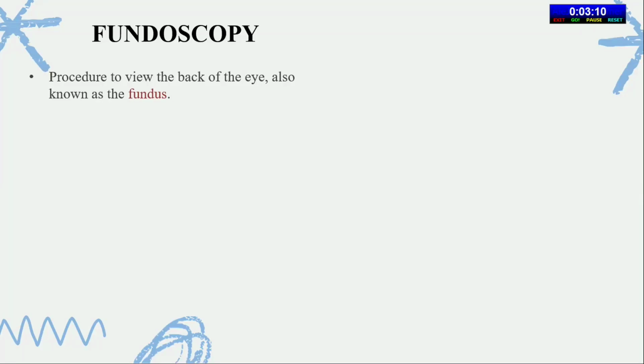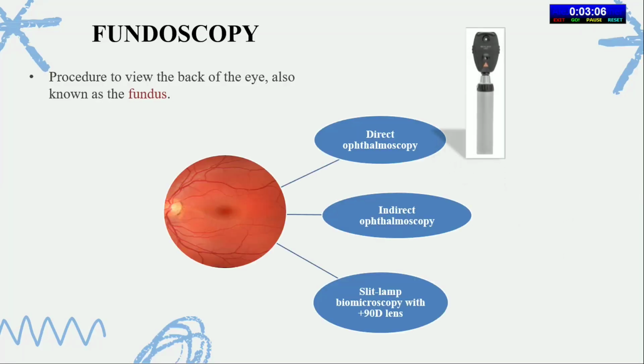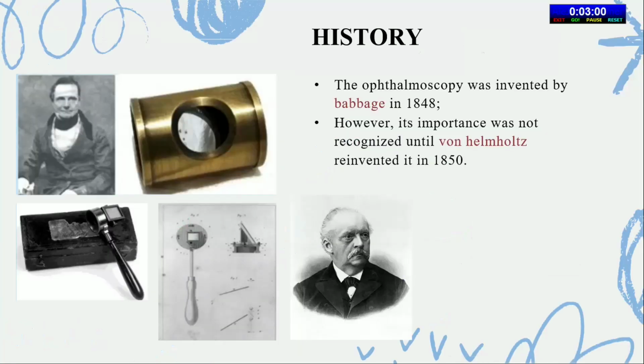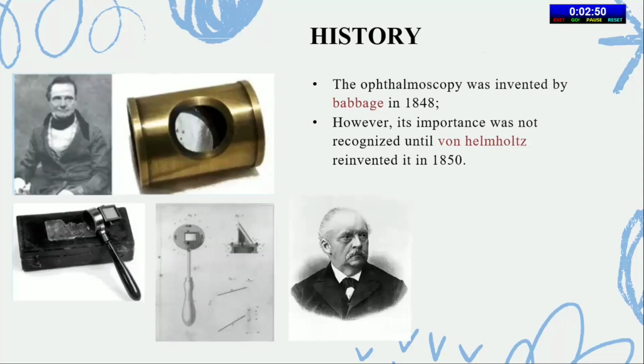Funduscopy is the procedure to view the back of the eye, also known as the fundus. It can be done by direct ophthalmoscope, indirect ophthalmoscope, or slit lamp biomicroscopy with a 90D lens. A bit of historical aspect: ophthalmoscopy was invented by Babbage. However, its significance was not recognized until von Helmholtz reinvented it in 1850.